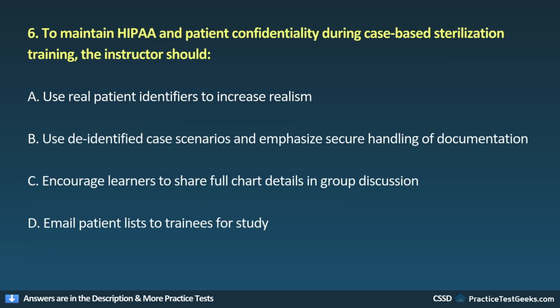6. To maintain HIPAA and patient confidentiality during case-based sterilization training, the instructor should A. Use real patient identifiers to increase realism. B. Use de-identified case scenarios and emphasize secure handling of documentation. C. Encourage learners to share full chart details in group discussion. D. Email patient lists to trainees for study.